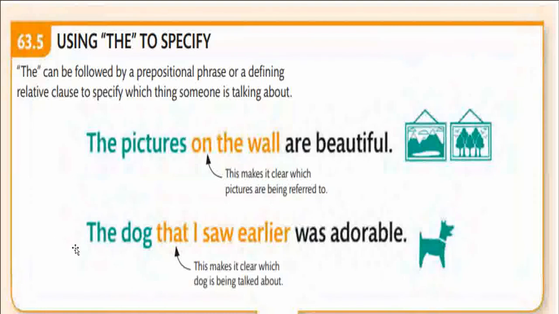The next sentence that we have is the dog. Now, which dog? That I saw earlier. That I saw earlier is a relative clause. The clauses beginning with that, which, who, whose, these are relative pronouns. These relative clauses are used to make the dog specific. The dog that I saw earlier was adorable. This makes it clear which dog is being talked about.